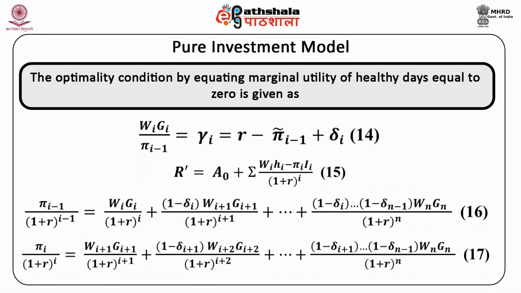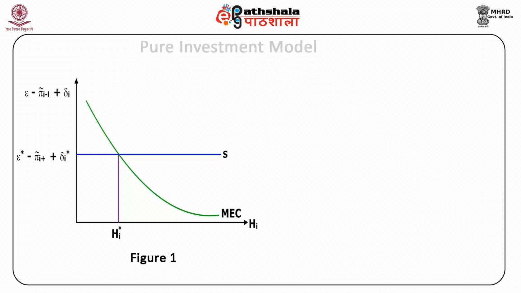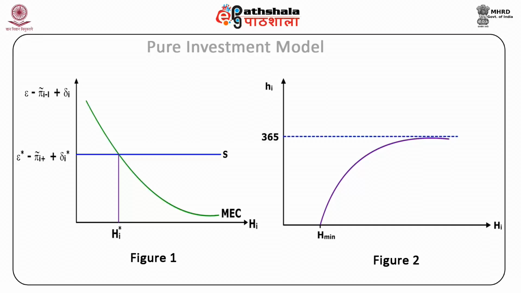MEC is negatively sloped due to diminishing marginal product of health capital, which is reasonable to assume with the upper limit of 365 healthy days. Equilibrium is established at a point where the MEC curve, demand, is equal to the S curve, supply, as shown in figure 1. Production function of healthy days shows a relationship between health stock and number of healthy days as shown in figure 2. Its slope measures the marginal product of health capital.